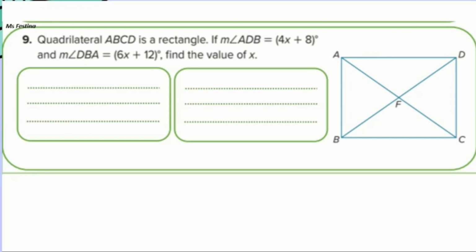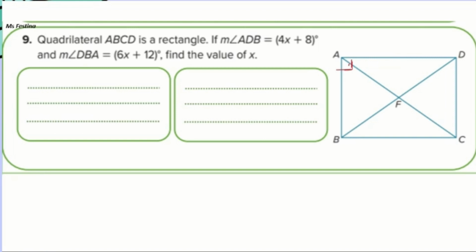So what are we going to do there? What you need to remember is that if this is a rectangle, then all of these angles here will be equal to 90 degrees. So angle A, angle D, angle B, angle C, they'll be equal to 90 degrees. That's the property of the rectangle. You don't need to prove that, okay?